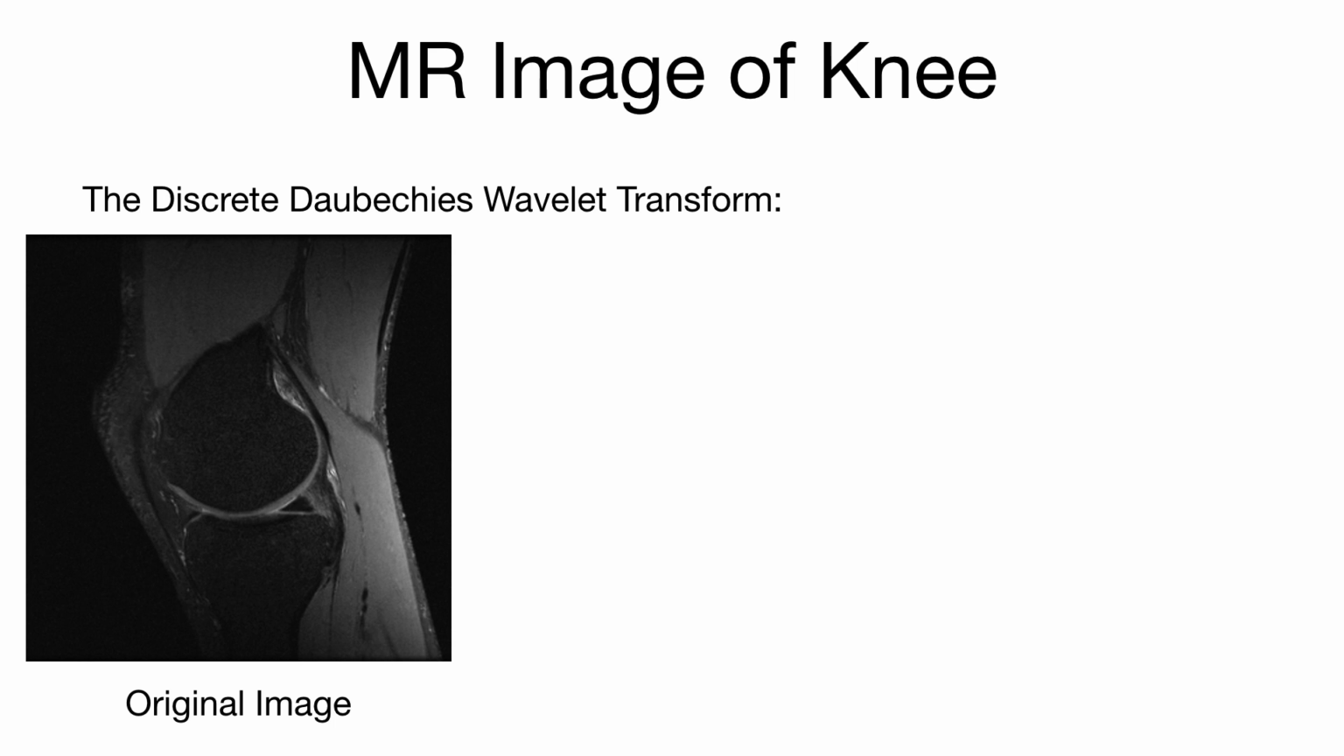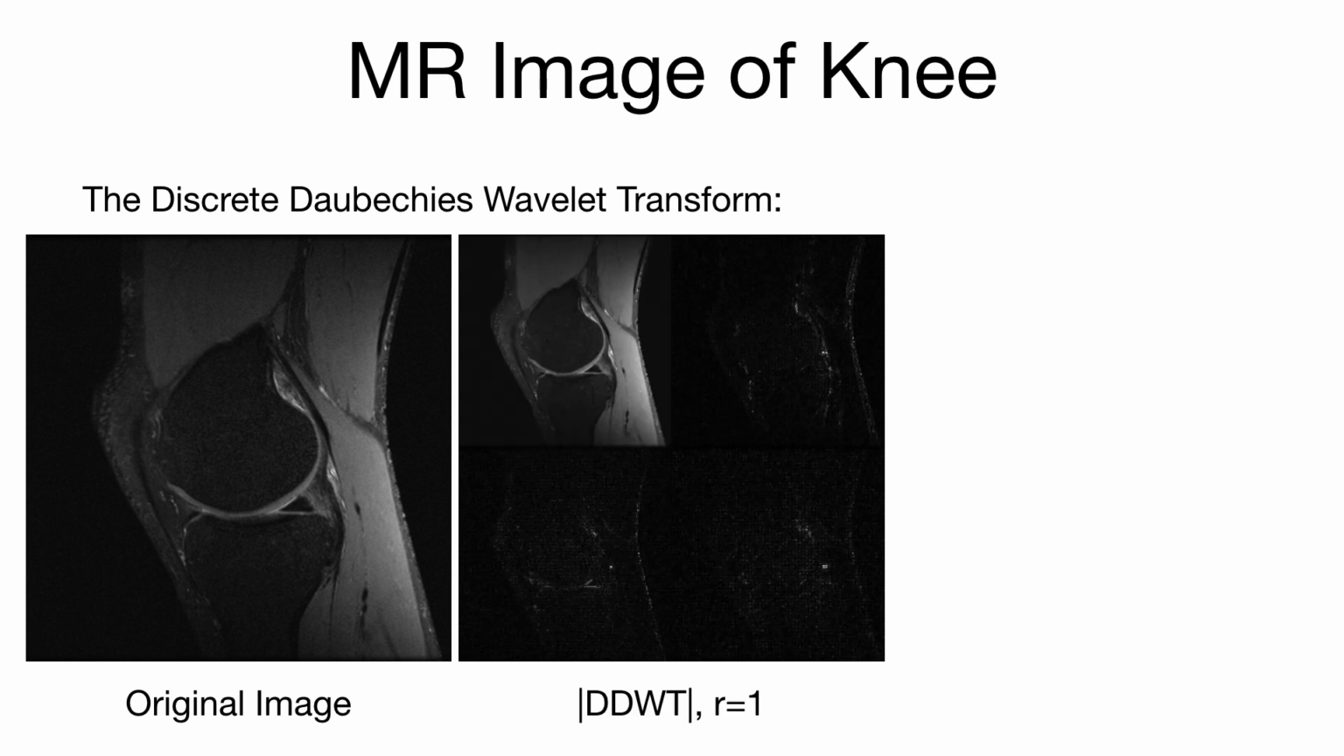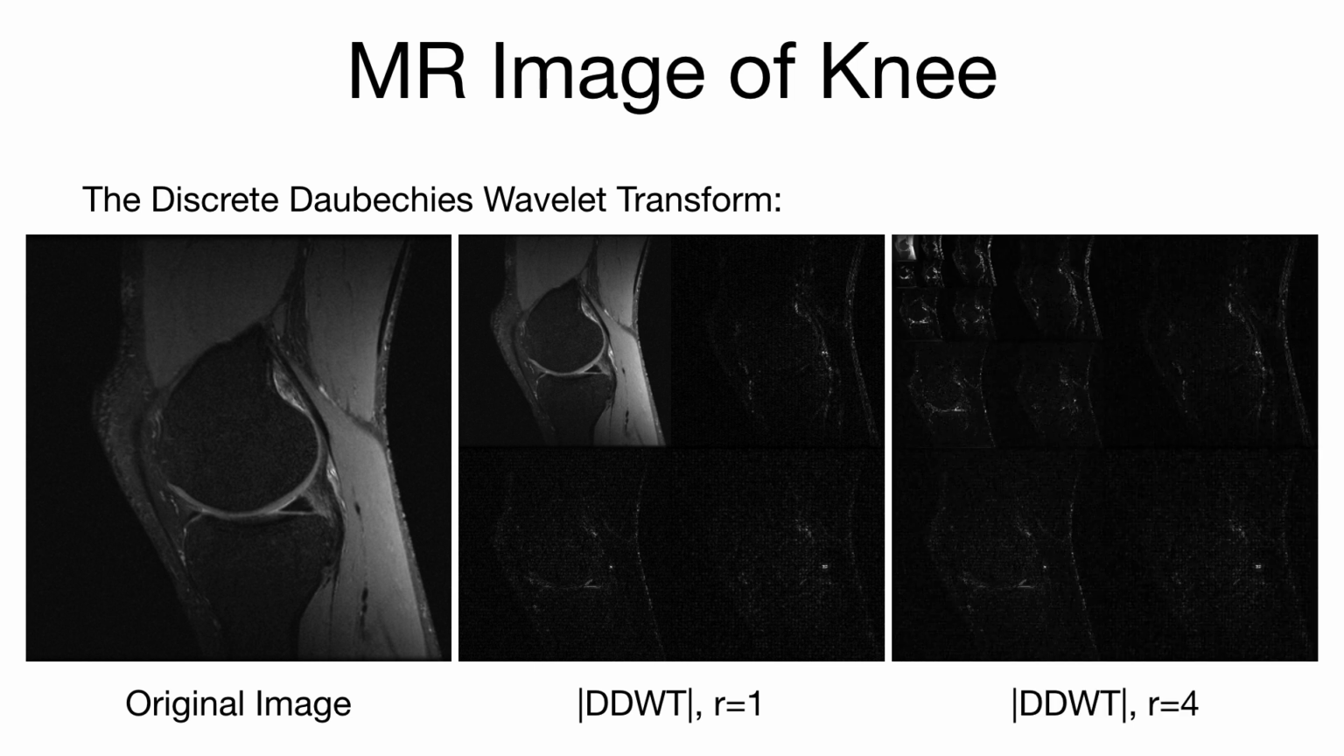Okay, so here's an MR image of a knee, and we're going to take the discrete Daubechies wavelet transform of this image. Here's the magnitude of the wavelet coefficients, and you see that it is indeed more sparse than the original image. There is much more black in this image than there was in the original. However, we see that the upper left-hand corner of this result is still not sparse. And so we could apply the wavelet transform recursively to increase the sparsity of the result, as I have done here. There's a part of this image that is not sparse.